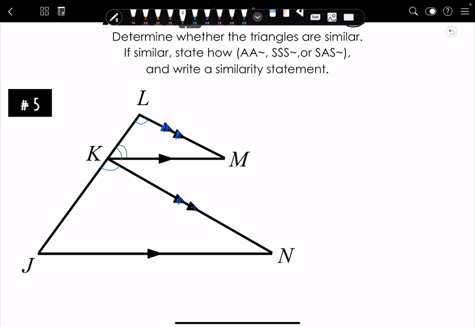Same thing can be said here because of this other set of parallel lines. You have two angles that are congruent. Therefore, you can say that angle-angle similarity proves that these two triangles are similar. And you're going to say that triangle JKN is similar to triangle KLM. And it's really that easy.